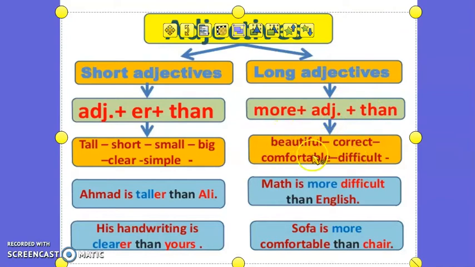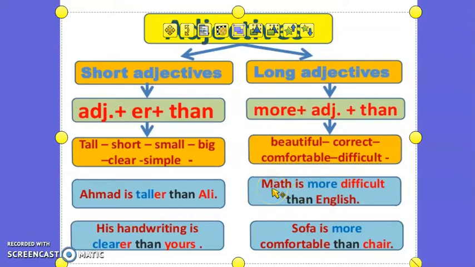Here we have a number of examples about the long adjective: beautiful, correct, comfortable, and difficult. Beautiful is a long adjective with more than two syllables. Beautiful, three syllables. So we use more with the long adjective.